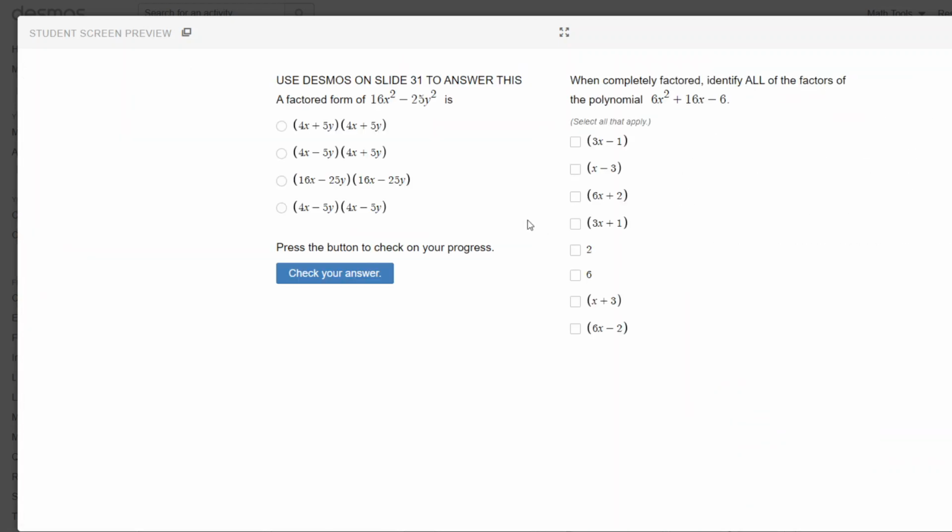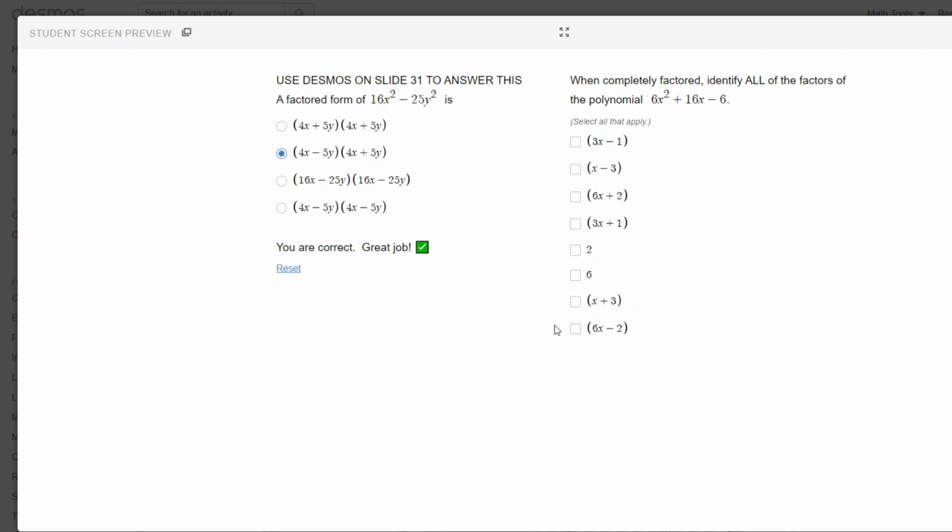Let's take a look, see if we can see that as an answer. There we go. There's the 4 and the negative 5. There's the 4 and the positive 5. So notice this one, they both said plus, so it's not that one. This one, they both said negative, and it wasn't 16 and 25. We saw those numbers. So we can check that one.